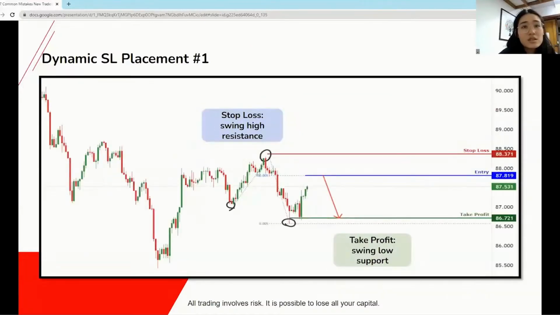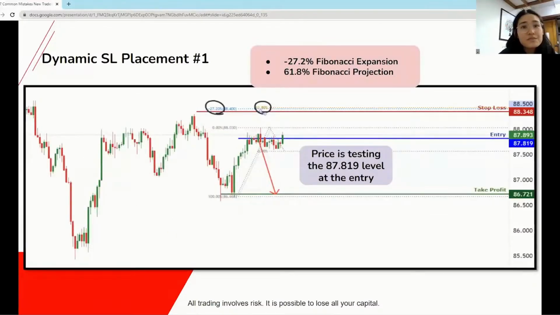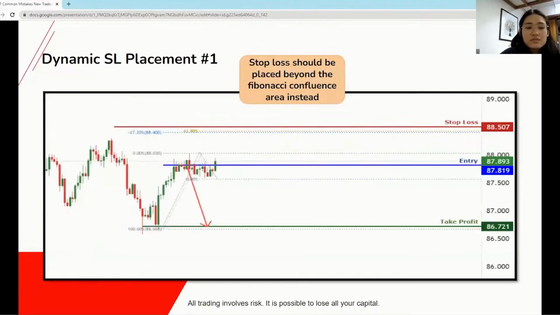So here you can see we have this confluence area with the negative 27.2% Fibonacci expansion and 61.8% Fibonacci projection. They all line up nicely with our stop loss, and we're expecting price to drop from our entry towards our take profit. So instead of putting our stop loss exactly at the Fibonacci confluence area, we want to move it to beyond it instead, and we'll show you why in the next slide.